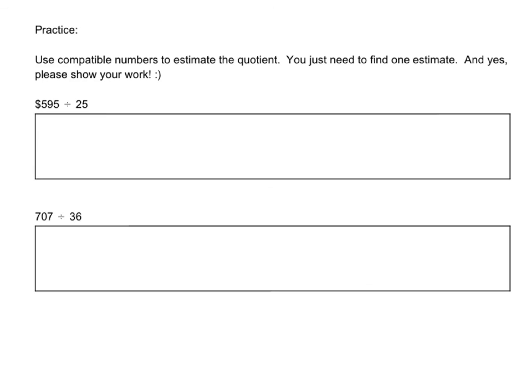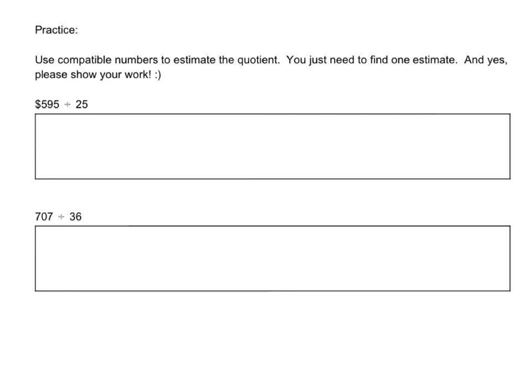Okay, it's time for you to practice. Notice on these practices, you're still using compatible numbers. You just need to find one estimate on these. And yes, I know we're using easy numbers, but if you would please show your work, that would be lovely. Remember, I'm not a mind reader, so jot it down. Even though you're probably doing it in your head, still jot down what you're doing. Okay, go ahead and pause. I'll be here when you are ready to come back and check.